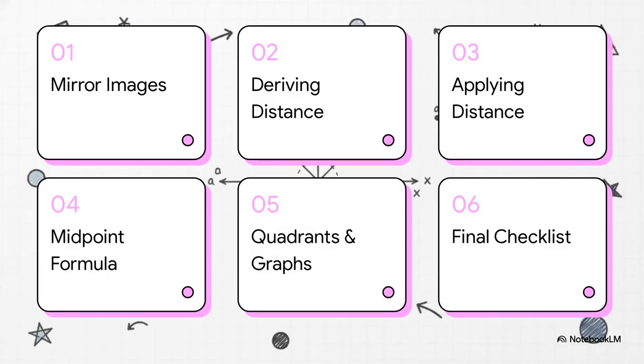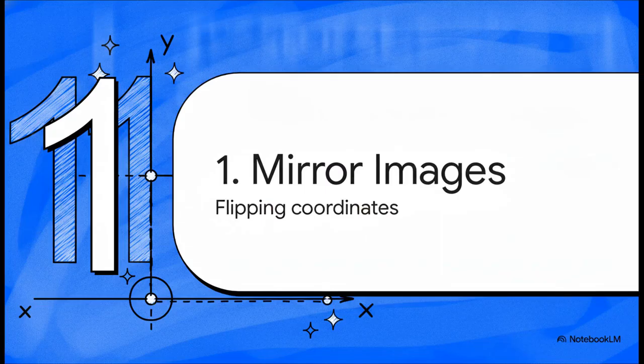Okay, let's look at our roadmap for today. We've got 1, mirror images and reflections, 2, deriving the distance formula, 3, applying that formula, 4, the midpoint formula, 5, quadrants and graph analysis, and 6, a final coordinate geometry checklist to make sure we caught it all. Let's dive right into Section 1, Mirror Images and Reflections, flipping coordinates across the axes.